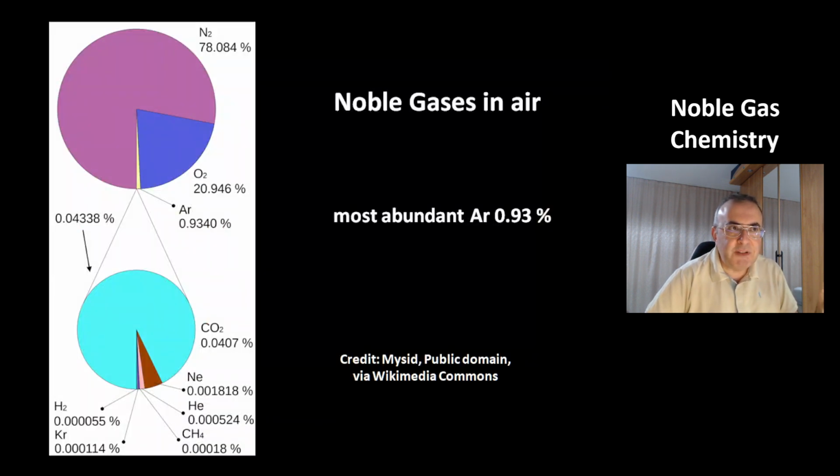This is a picture of the composition of gases in air. Main components of air are nitrogen, N2, oxygen, O2, and among the noble gases, the most abundant is argon with almost 1%. All other noble gases are just in traces in the air.